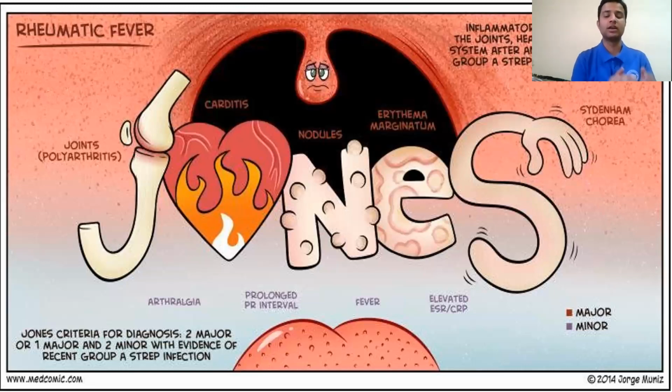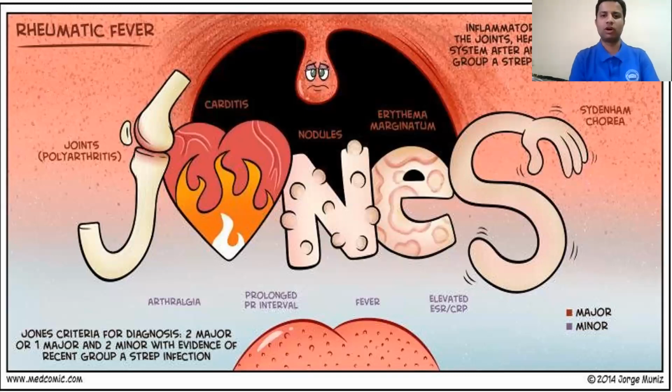Actually, it's a revised criteria of 1992 that was published in 2015. So in Jones classification or criteria, we have a criteria including two major or one major plus two minor with an evidence of recent group A strep infection. So now, what are the major and minor criteria in Jones criteria classification?